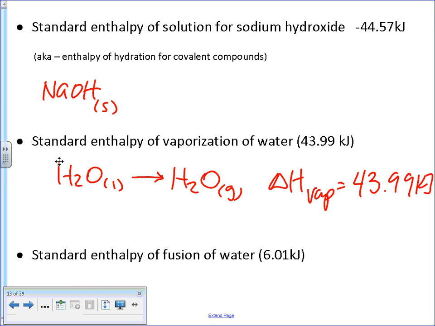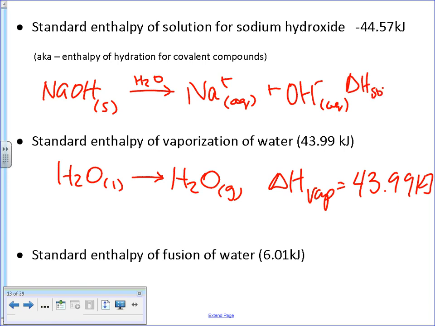And then whenever you add water, and you can add water above the arrow, then, because it's going into solution, what happens to sodium hydroxide? It actually ionizes as well, right? And this is only because it's a strong base that it's able to ionize. So that right there is going to be how we write out the enthalpy of solution, and then delta H of solution, standard conditions in this case is negative 44.57.